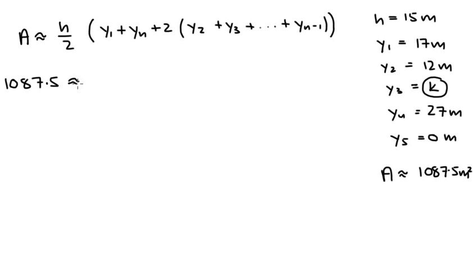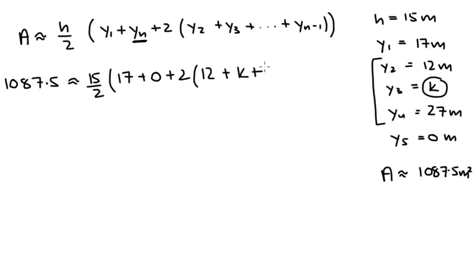So to simplify this formula a little bit, first of all we have 15 over 2. The part that includes the ends can sometimes be a little confusing. So we remember it's the first height, which is 17, the last height, which is yn, which is 0, and twice the sum of the heights in the middle. So it's our y2, y3, and y4. So we have 12 plus k plus 27. After you've done that, really it's just making sure that you take it step by step so you don't make silly mistakes with brackets and multiplying. It's simple kind of algebra or arithmetic here.